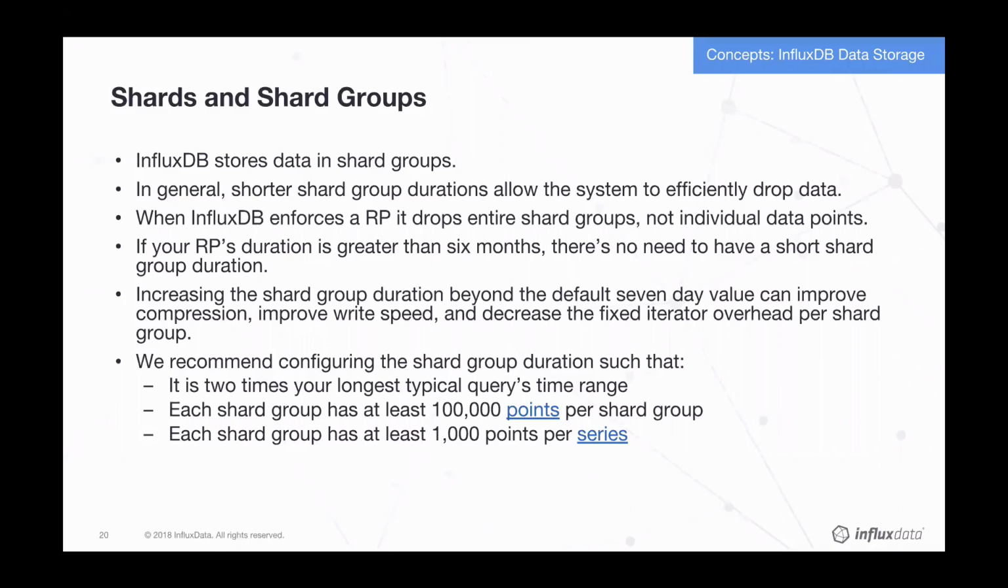So the recommendation that we give is that each shard group duration should be 2 times your longest query time range. So if you, for example, are trying to monitor hits on your website, you know that every weekend you have a spike. So you might want to make your shard group duration 2 weeks. And then also, each shard group should have at least 1,000 points per series.